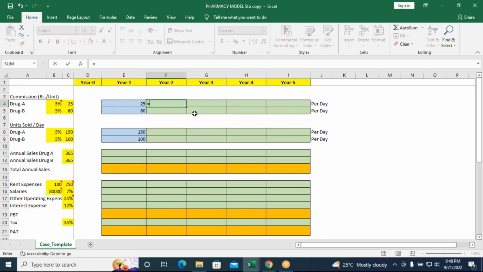So equals, I'll open the parenthesis, select the value of the first year into 5%, close the parenthesis, plus I'll select the first year. Okay, so there is an inflation of 5%. Enter.